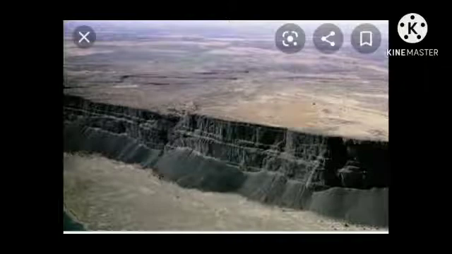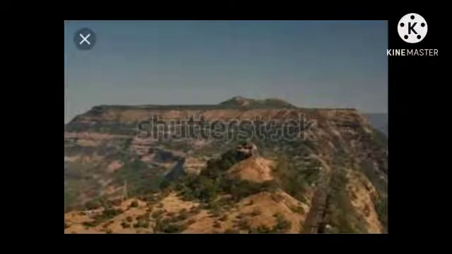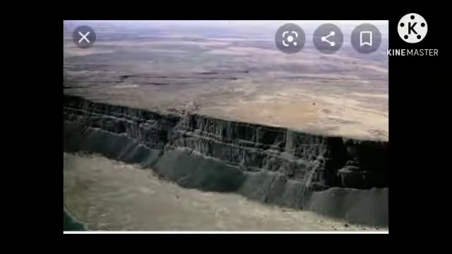Plateaus, like mountains, may be young or old. The Deccan Plateau in India is one of the oldest plateaus. The East African Plateau in Kenya, Tanzania, Uganda, and the Western Plateau of Australia are other examples. The Tibetan Plateau is the highest plateau in the world with a height of 4,000 to 6,000 meters above the mean sea level. Plateaus are very useful because they are rich in mineral deposits.